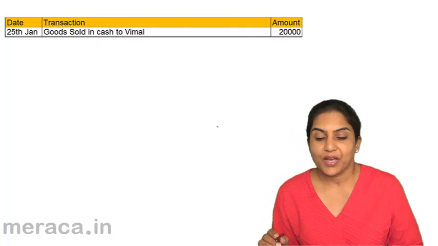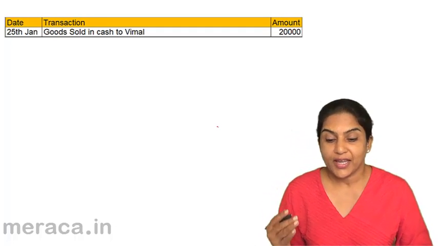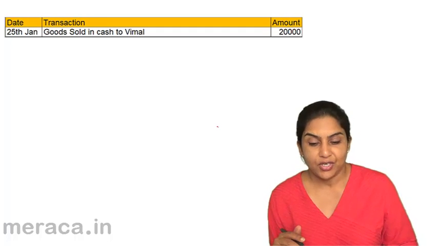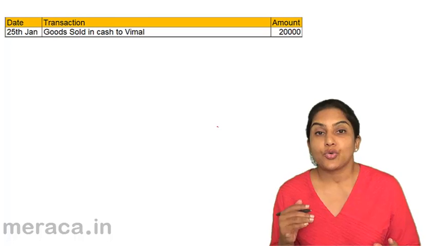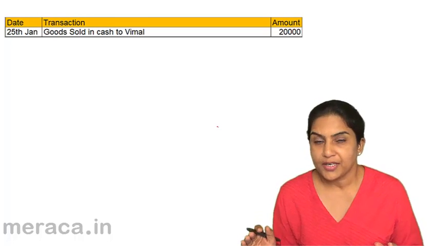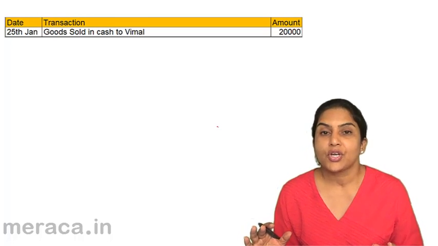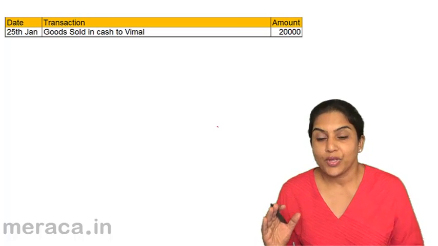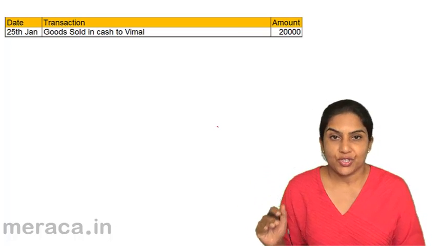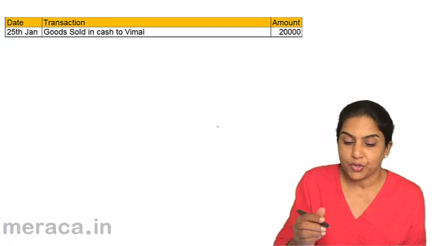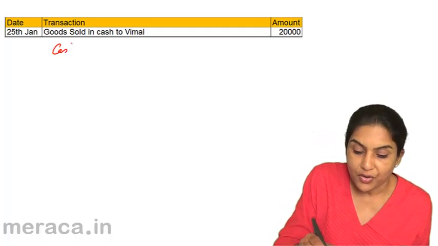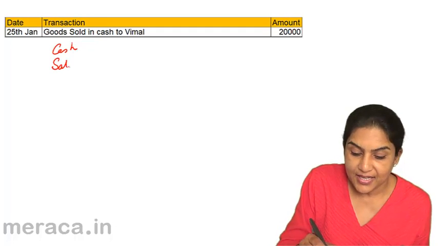So on one side we have sales. Goods are sold in cash. So what is the other account? Is it cash? Is it Vimal? Since it's sold in cash, we have no further dealing with Vimal with respect to this transaction. So do not bring Vimal's account into the books. The accounts involved are now cash and sales.